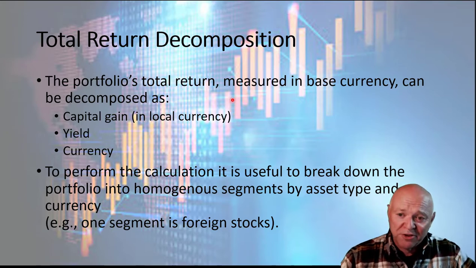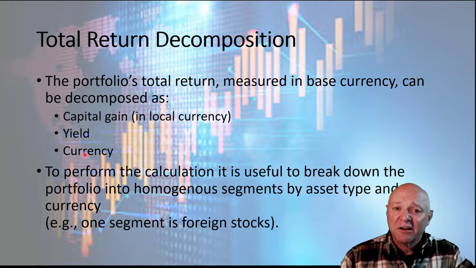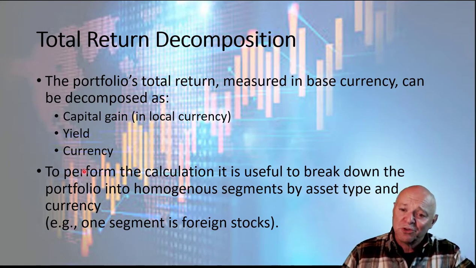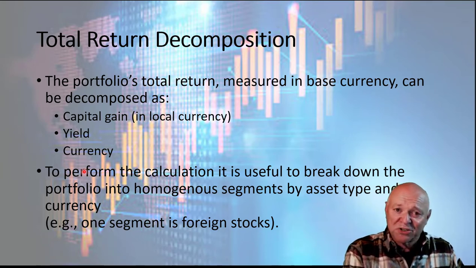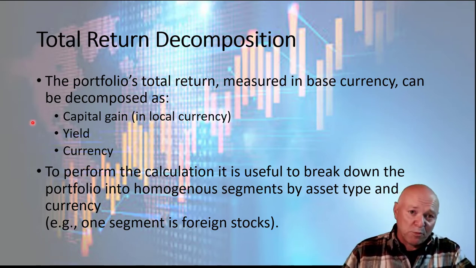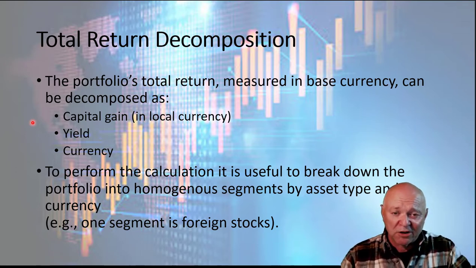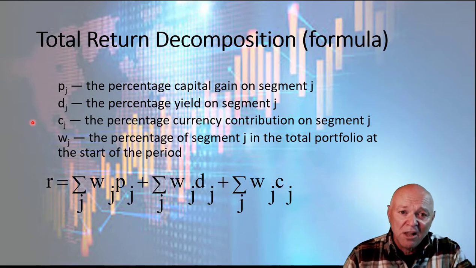The portfolio total return then, measured in local currency, can be decomposed as our capital gain in local currency, plus the yield, interest and dividends, plus any kind of movement that we have in the spot rate of the currency. To perform our calculation, it's useful to break down the return into segments by asset type and currency. For example, one segment can be domestic stocks, domestic bonds, foreign stocks, foreign bonds, and so on. When we say homogeneous, we mean that these bonds have got common characteristics that aren't shared between classes of assets.